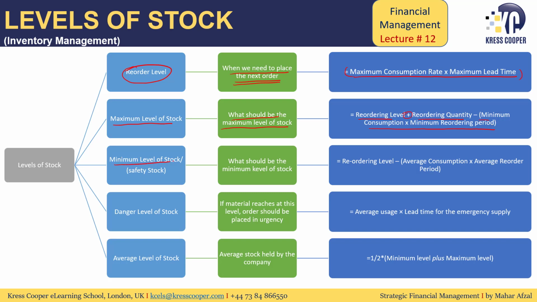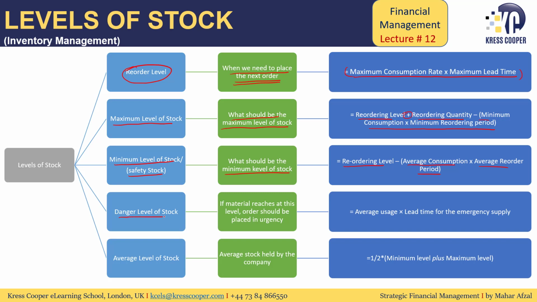This is called minimum level of stock or safety stock. What should be the minimum level of stock? This is called buffer stock as well. So the minimum level of the stock is reorder level minus average consumption into average lead time or reorder period.